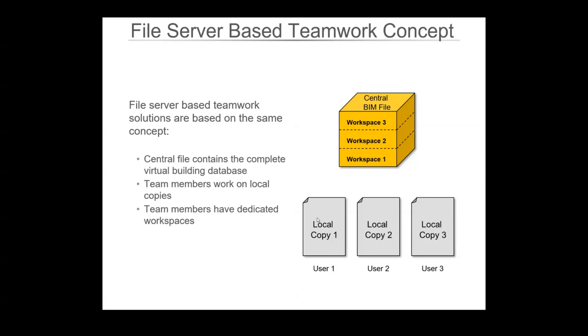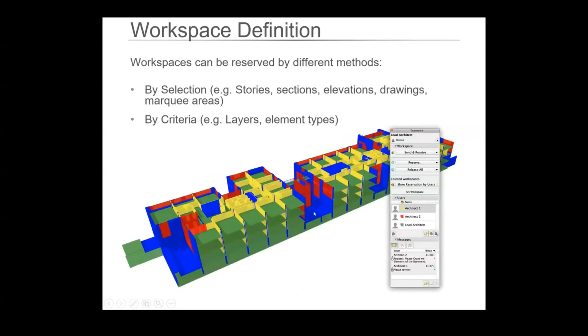And then you can reserve the parts of the building that you want to work on, and then it sends it all back up and coordinates it in this central file once you do your send and receives. So when we work through the building, we need to reserve the areas that we want. We can select by various things. We can select the elements that we want and reserve those. We can select a layer, a story, an elevation, drawings, whatever it is.